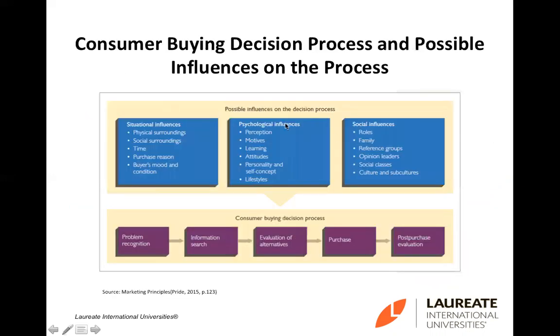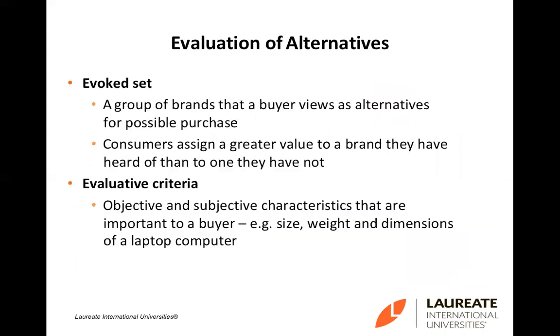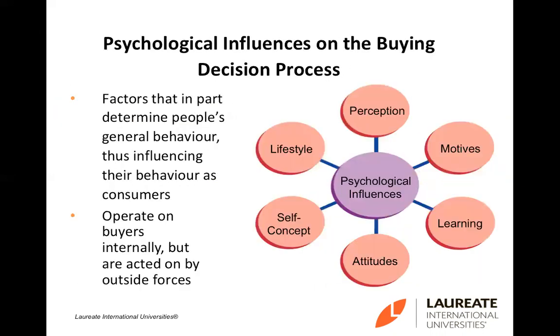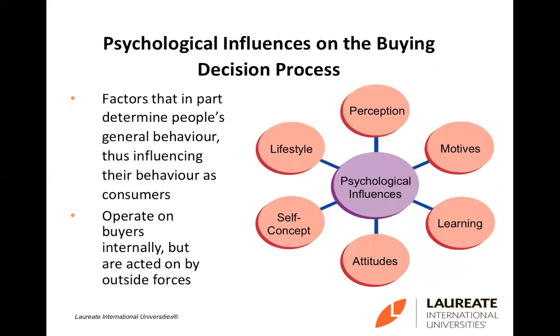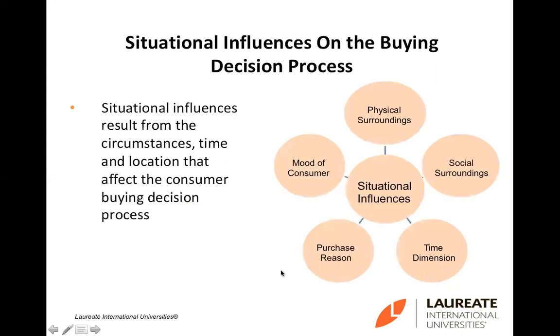this one. There are 3 types of factors influencing the consumer decision-making process: situational, psychological, and social influence. Let's just have a look at those factors briefly. Under situational, we have these here: the mood of the consumers to make a decision, physical surroundings, social surroundings, time dimension giving them pressure to make a decision, and purchase reason.